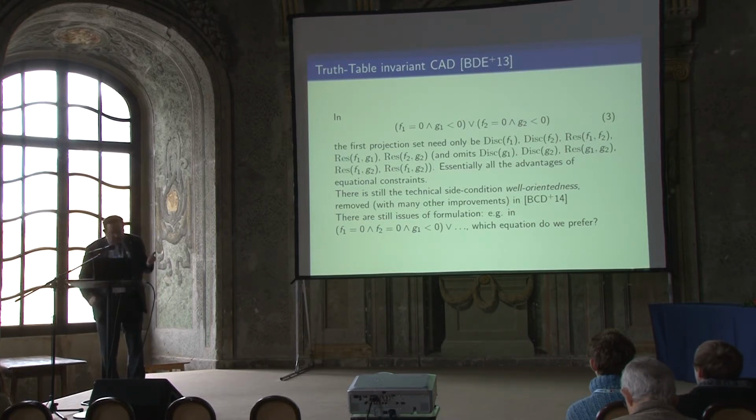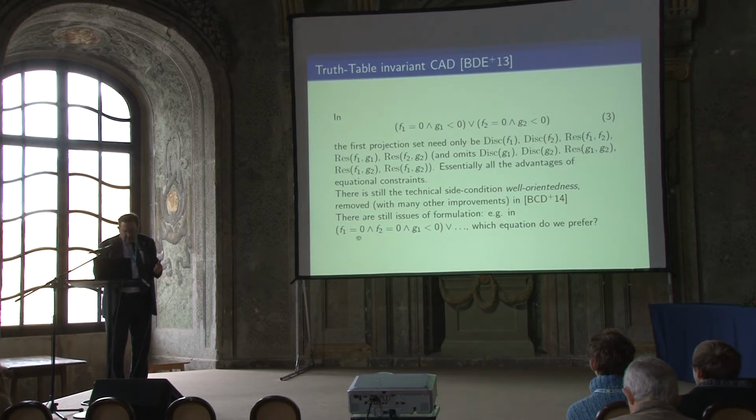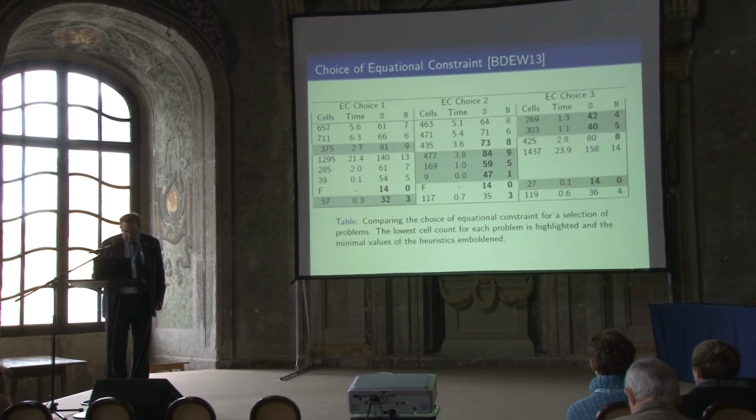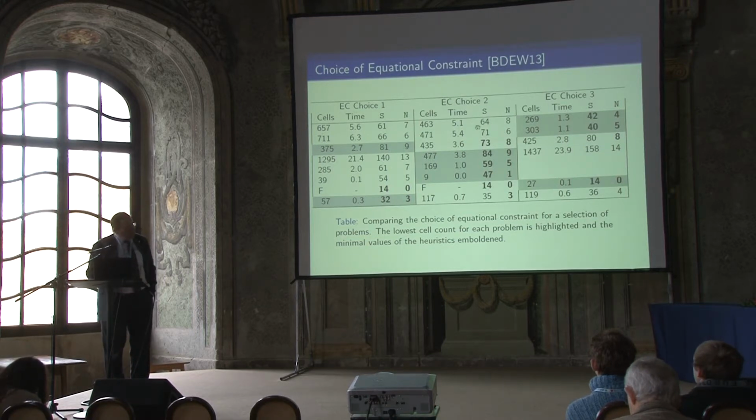This doesn't solve all the questions. Suppose I had this one. I've got two equational constraints. Which one do I prefer? So here we have some examples. S is the SOTD, N is the number of distinct real roots. These are 8 different problems. Each row is a different problem. I couldn't fit the problem names on the sheet here. They're in our paper.